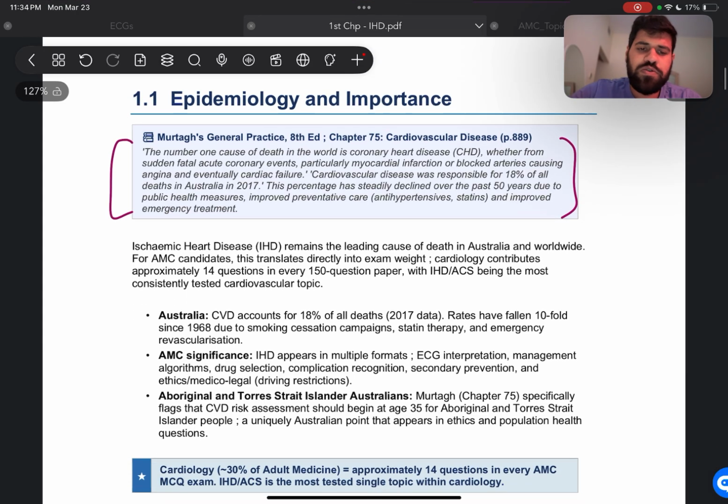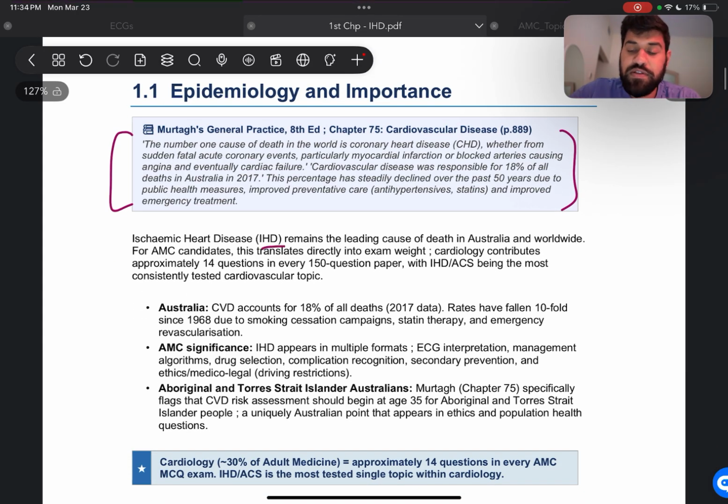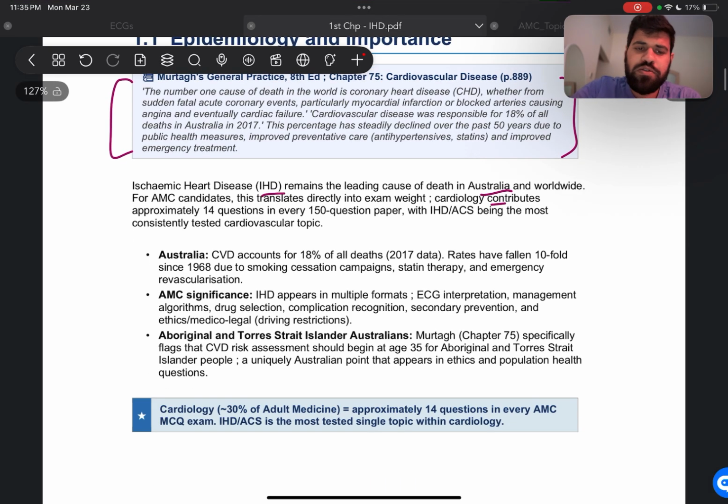All right, so IHD remains the leading cause of death in Australia and worldwide, and it's going to directly translate into exam weightage, because if it's the most leading cause, you'll have a lot of questions about it. All right, so in Australia, it accounts for 18% of all deaths. Now, this is from 2017, because this is the data I could find. And the rates have fallen tenfold since 1968 due to smoking cessation campaigns, statin therapy, and emergency revascularization.